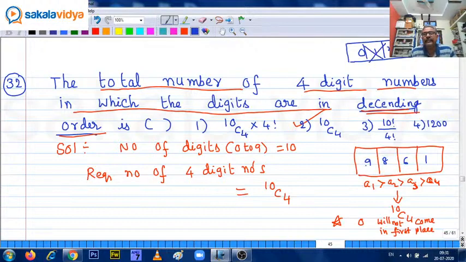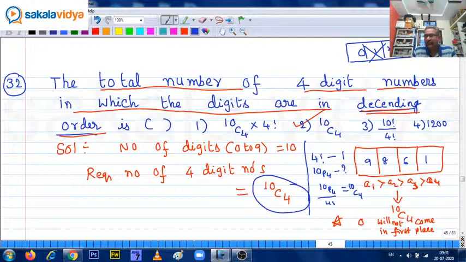There is no possibility. This 9841 can be permuted in 4 factorial ways, but only one way is valid. How many digits? 10 digits. That is 10P4 divided by 4 factorial, which is equal to 10C4. So the answer is 10C4.